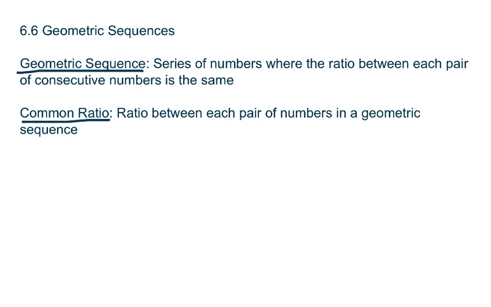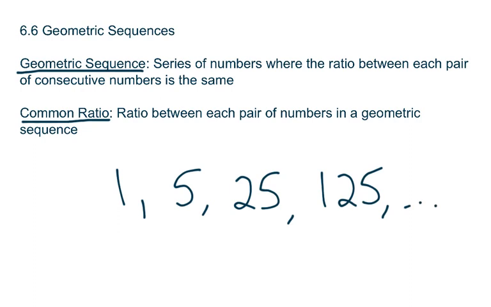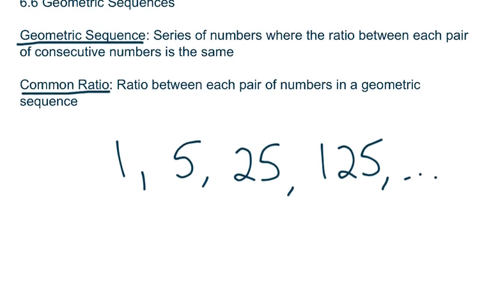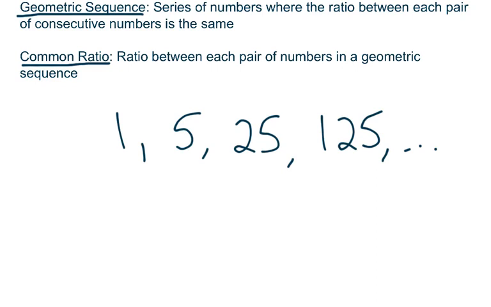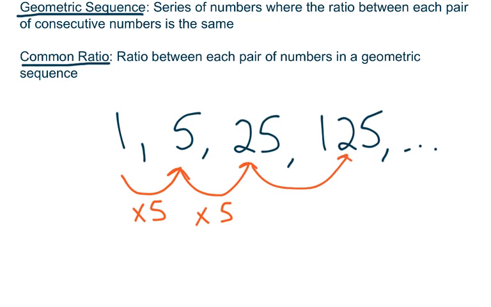Let me give you an example of a geometric sequence. Could be 1, 5, 25, and 125, and then it would go on forever. But I'm just going to write those first 4 terms. Okay? What I hope you notice is that to go from 1 to 5, that's times 5. From 5 to 25, also times 5. That's supposed to be a 5. And from 25 to 125 is times 5. Okay, so this is an example of a geometric sequence.